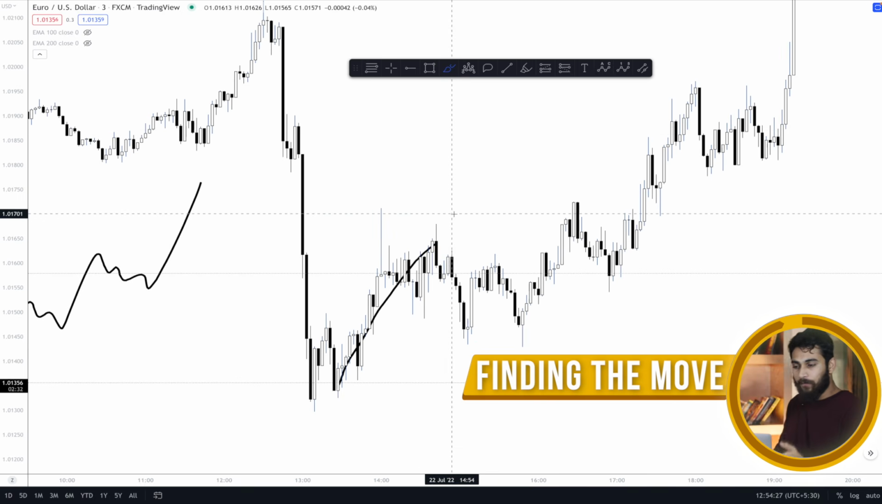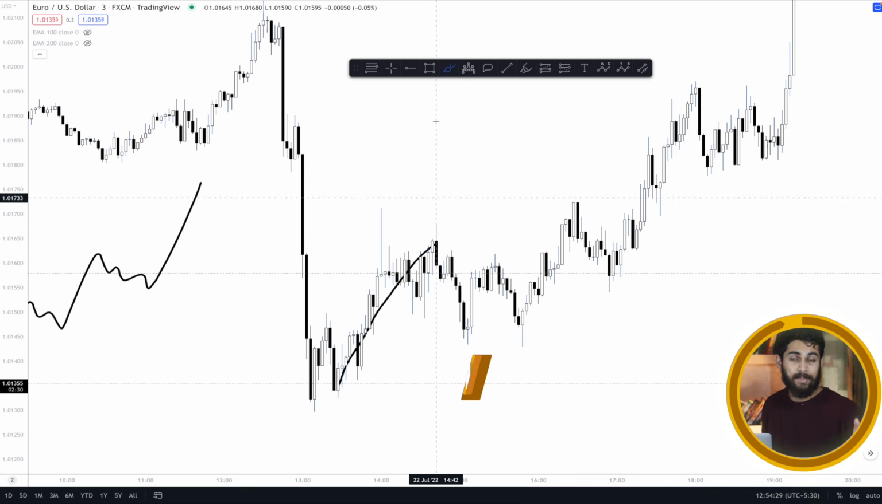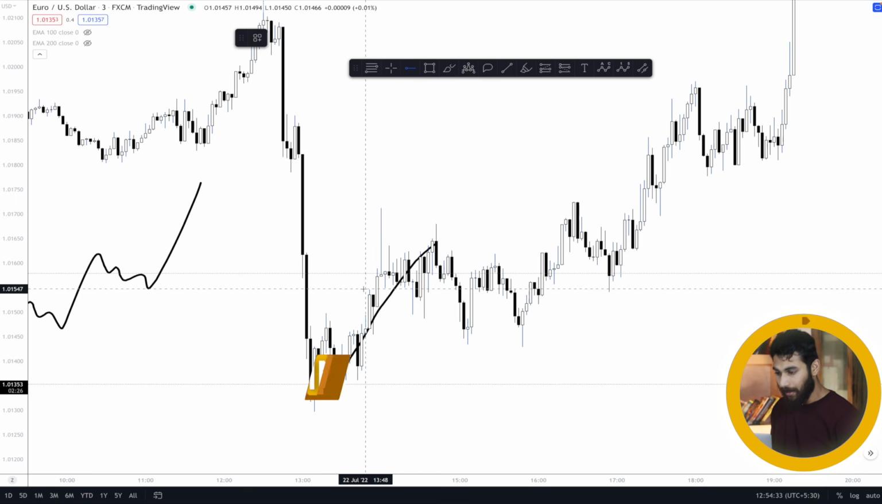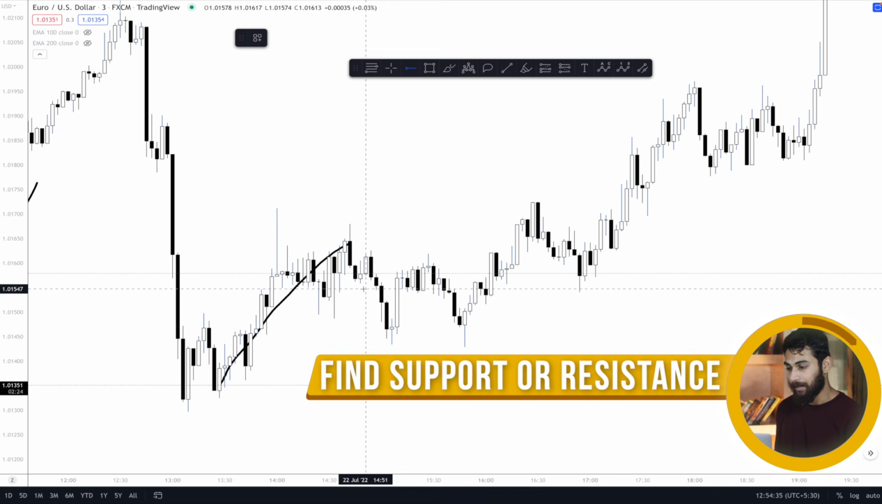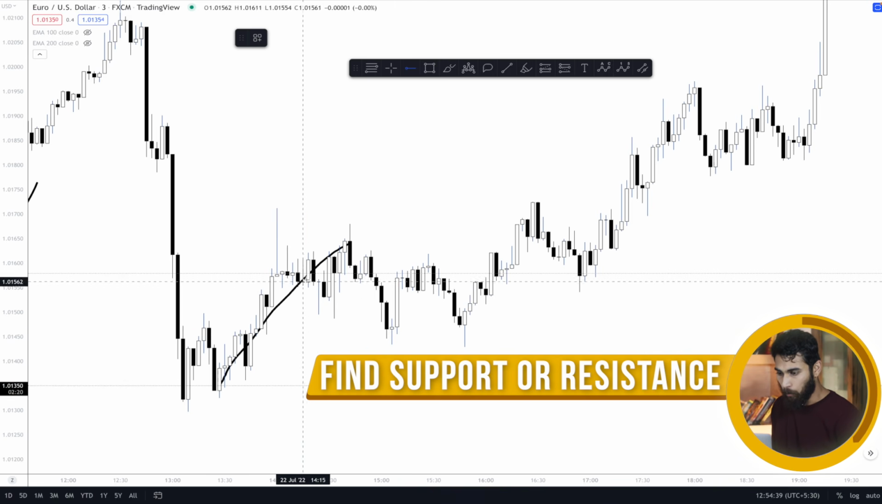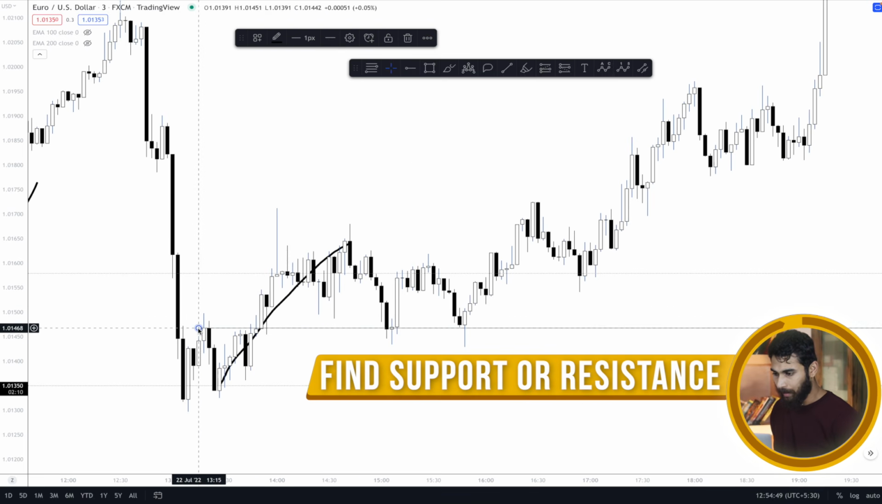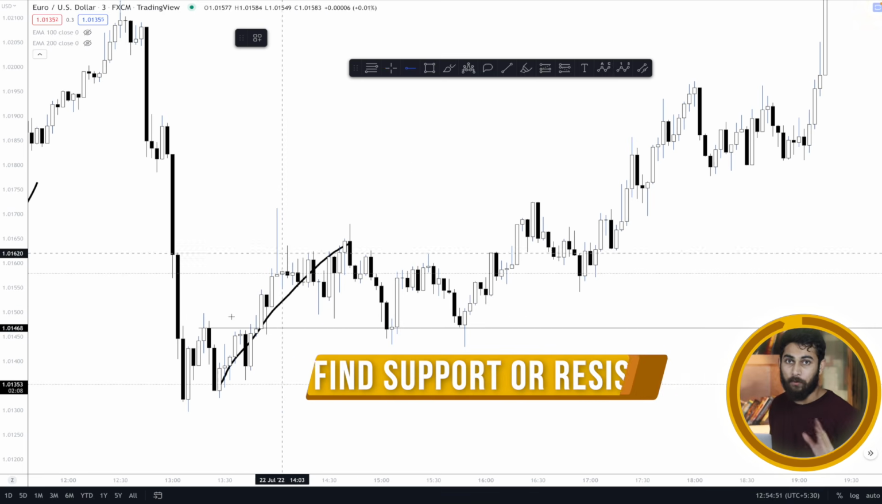Now, after you're done with that, here comes our second step. And in this, all you need to do is find a support or resistance. Like in the previous example, we found our move, right? Like over here. Now you can see how this move initially moved above this previous high or resistance. So now this will act as a support. And all you have to do is take this line and draw it like this. So our 2 steps are done.